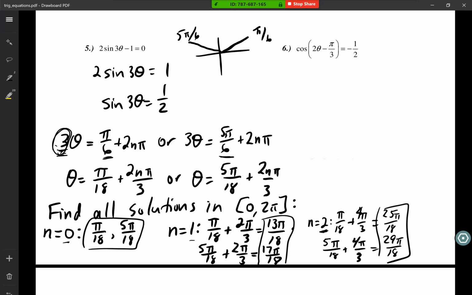Okay. Remember that when we think about this graphically, this changes our period. We would divide the period by 3, which means that the graph ends up getting drawn out 3 times as fast. So you're going to get 3 times as many solutions. That's how I knew I was going to get 6 to start with. Other questions on that?